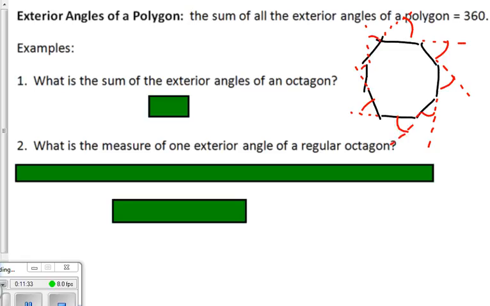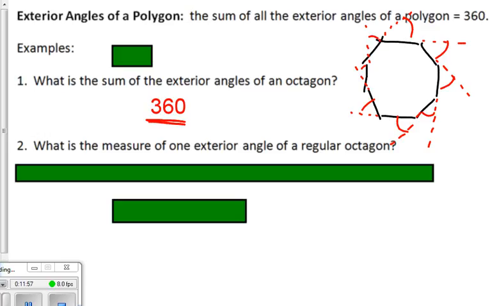Okay, if I added up all of those exterior angles, how big would it be? Well, we know that all of them have to add up to 360 degrees. Anytime we have all of the exterior angles of any polygon, we add them up, they have to be 360 degrees.